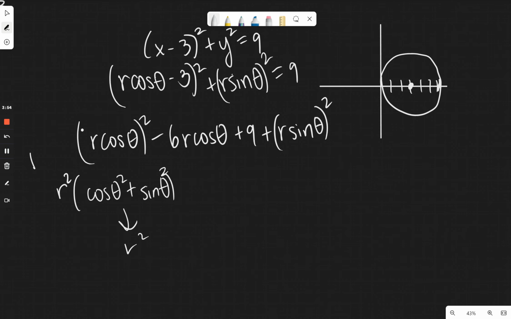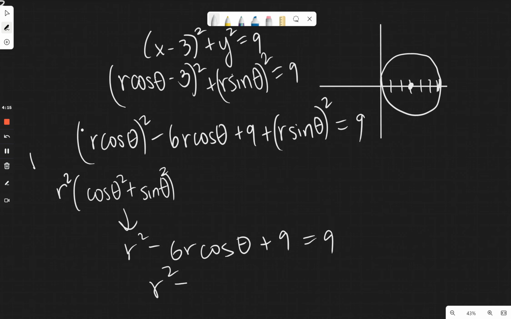So we have r squared minus 6r cosine theta plus 9, and we forgot to write the equals 9 here, equals 9. So we get that r squared minus 6r cosine theta equals 0, because we just subtracted the 9s.